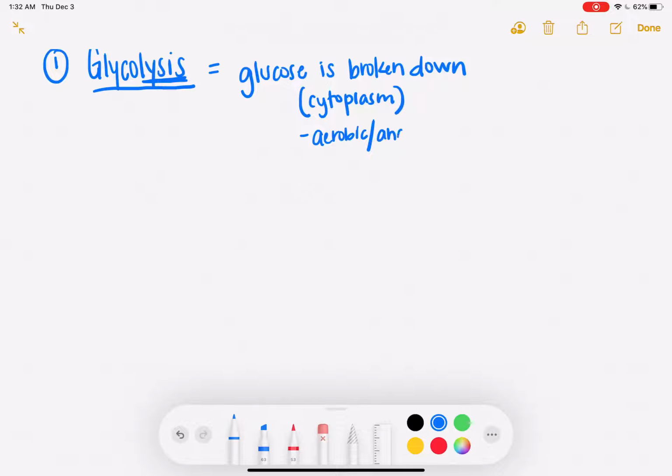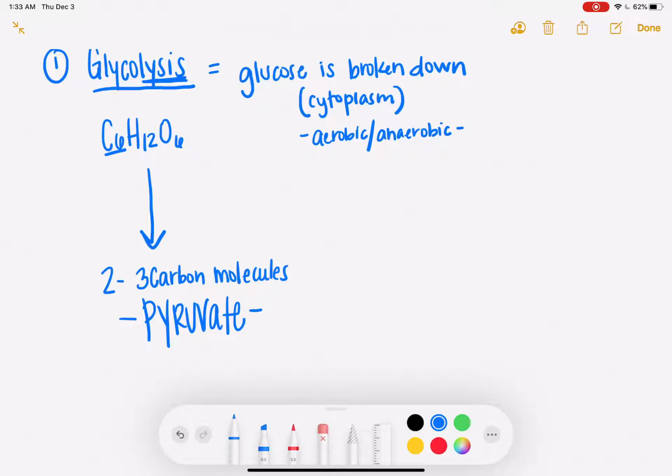It's a 6-carbon structure, right? It's got 6 carbons. So if you break down glucose in half, you're going to get 2 3-carbon molecules. And those 2 3-carbon molecules are called pyruvate. When glucose is broken in half, it forms 2 3-carbon molecules called pyruvate, each of them, 2 pyruvates.